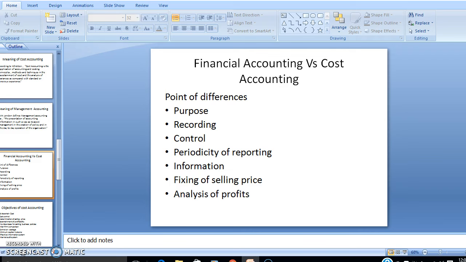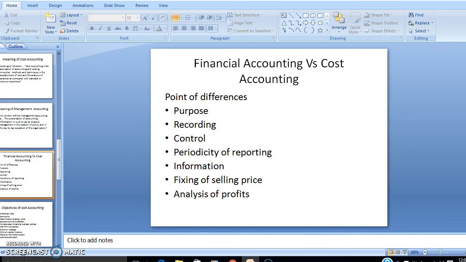As we know, cost accounting and financial accounting are both basically based on the double entry system. Both of these are supplementary to each other. We can say financial accounting and cost accounting are branches of the accounting system, but there are some differences between financial accounting and cost accounting. The points of difference are purpose.